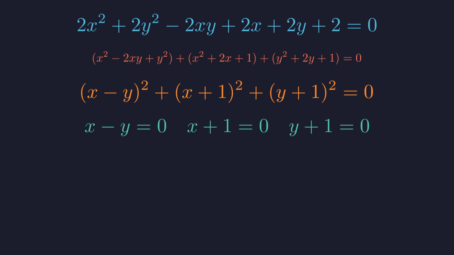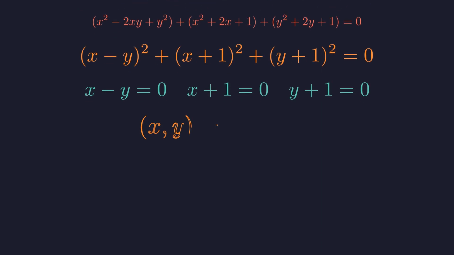That gives us a single solution. The only point that works is minus 1, minus 1. So the second factor isn't a curve, it's just one isolated point.